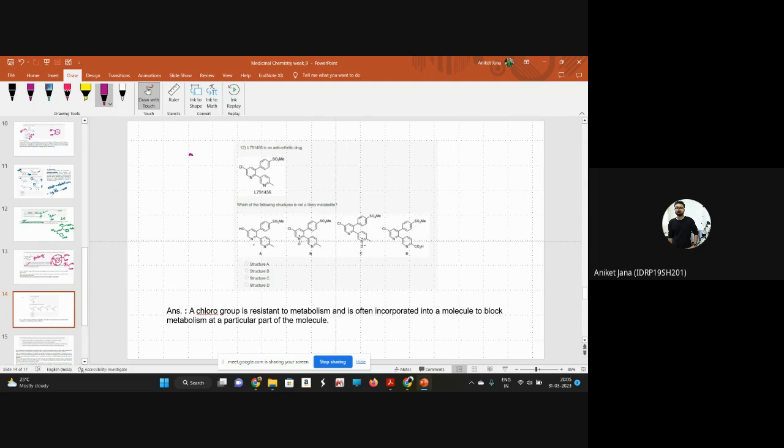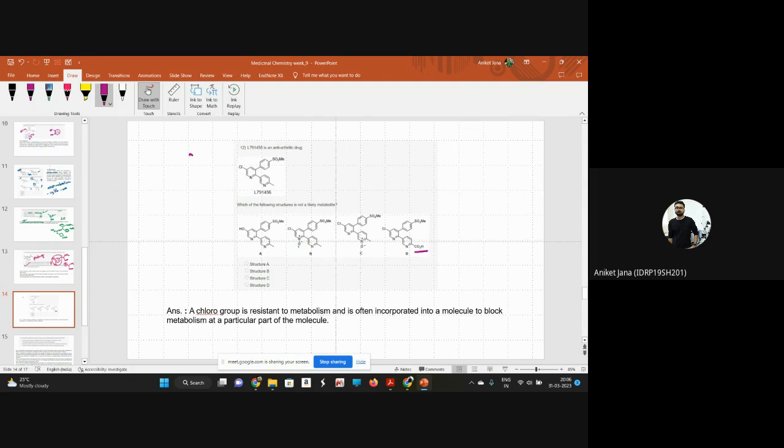Okay. So here also, as we have seen in the last case, this CH3 group is very much prone to oxidation. Here CH3 is converted to COOH via metabolic oxidation. But in the case of option A, the chloro group has OH in its place, and as we know, a chloro group is very much resistant to metabolism and is often incorporated in a molecule to block metabolism at a particular part of the molecule.